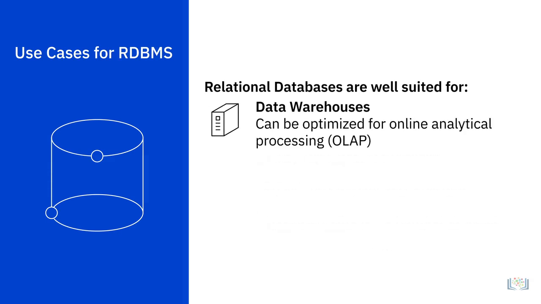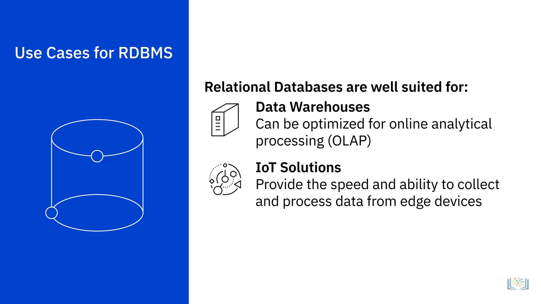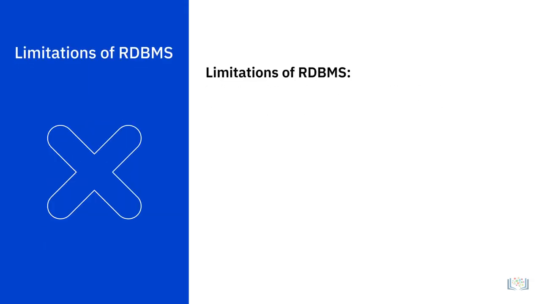Data warehouses. In a data warehousing environment, relational databases can be optimized for online analytical processing, or OLAP, where historical data is analyzed for business intelligence. IoT solutions. Internet of Things, or IoT solutions, require speed as well as the ability to collect and process data from edge devices, which need a lightweight database solution. This brings us to the limitations of RDBMS.